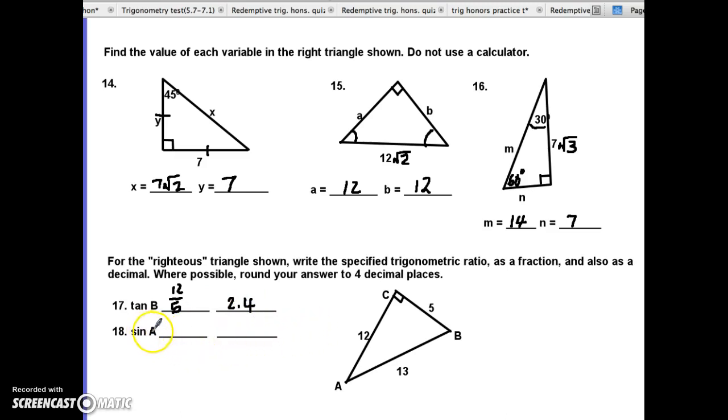Okay, sine. The sine ratio is opposite over hypotenuse, so sine of angle A, the spotlight is on angle A, and the opposite to angle A is 5, and the hypotenuse is 13, so that would be 5 over 13, 5 divided by 13. When I go to my calculator on that one, I get 5 divided by 13, and that gives me 0.3846.